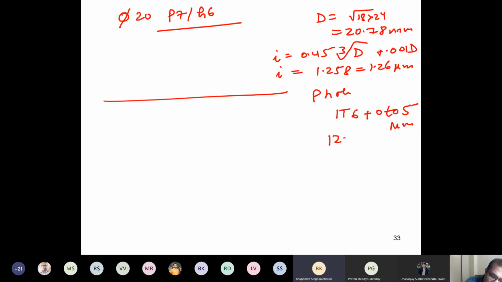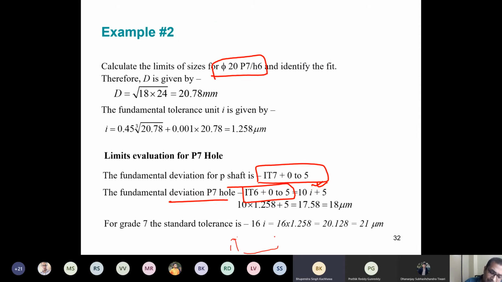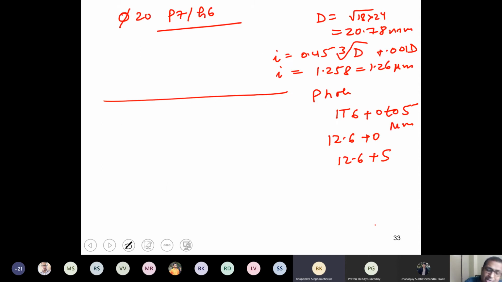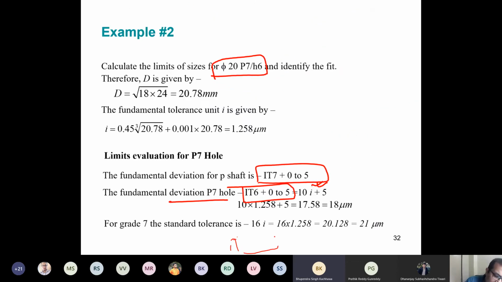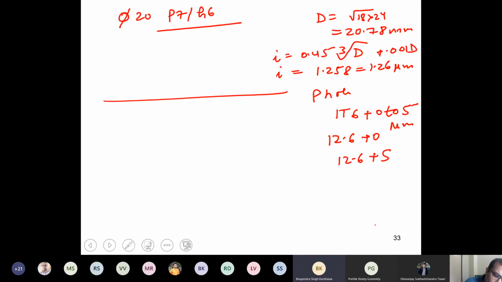So it will be 12.6 plus 0 or 12.6 plus 5. So either it will be 17.6 or 12.6. Let me do two cases. I'll take the extreme case. In one case I take 0, so if I take the lower limit, my fundamental deviation will be 12.6. In the other case, if I take 5, and this is only for the hole, the fundamental deviation is 17.6. So either 12.6 or 17.6.